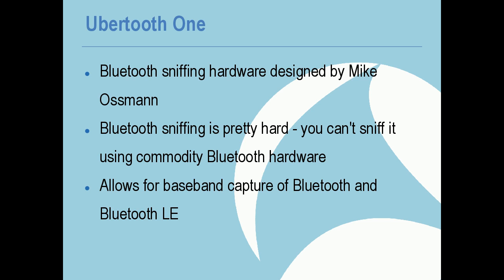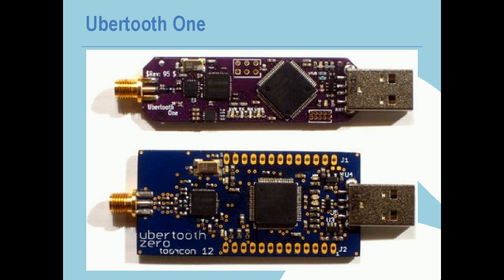Bluetooth sniffing is pretty hard. You can't just plug a Bluetooth dongle in and sniff it the same way you can with 802.11. So you actually have to build your own custom hardware and do all sorts of work to do that. This device here allows for capture at the baseband of Bluetooth and Bluetooth low energy. The top picture is this device here, the Ubertooth 1. The bottom picture is the Ubertooth 0. I believe an 8 exists. Don't worry about that guy.